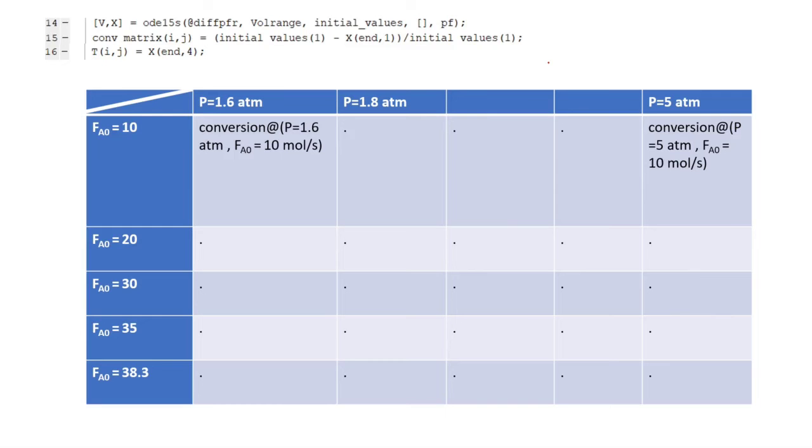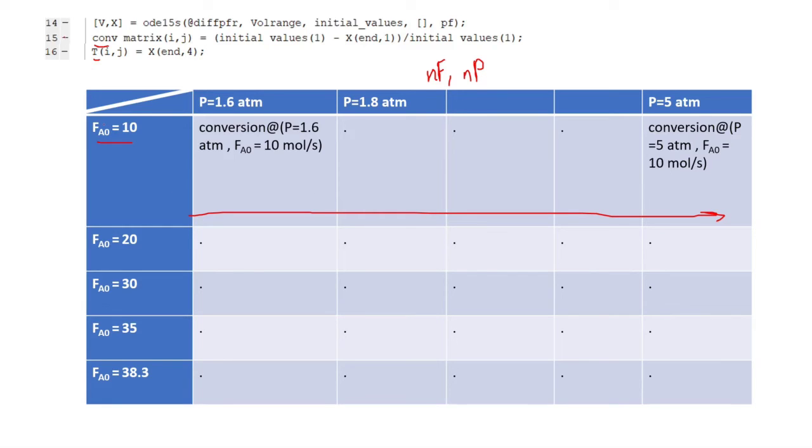To understand what the conversion matrix and the temperature matrix look like, I have made a pictorial representation for you guys. As we remember, we have initialized a conversion matrix and a temperature matrix, each with dimension nf comma np. So we have a nested loop, right? We have a smaller loop and a bigger loop. A nested loop basically means that we have a small loop within a larger loop. In the first small loop, Fa0 is constant and we will have varying values of pressure.